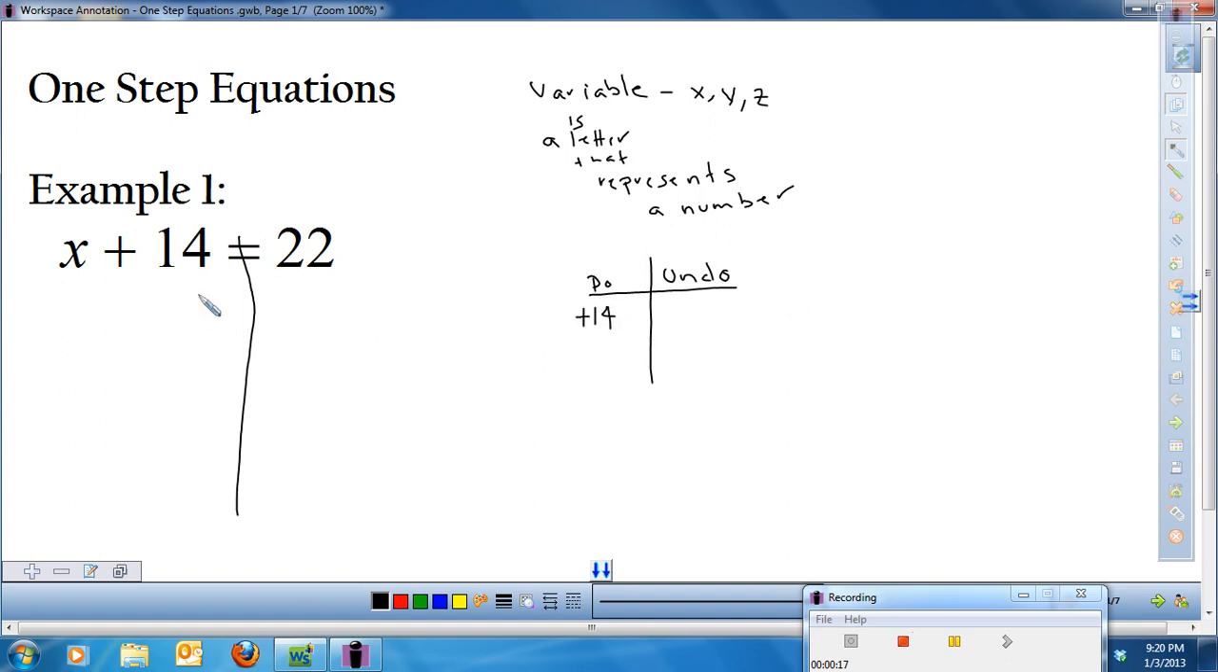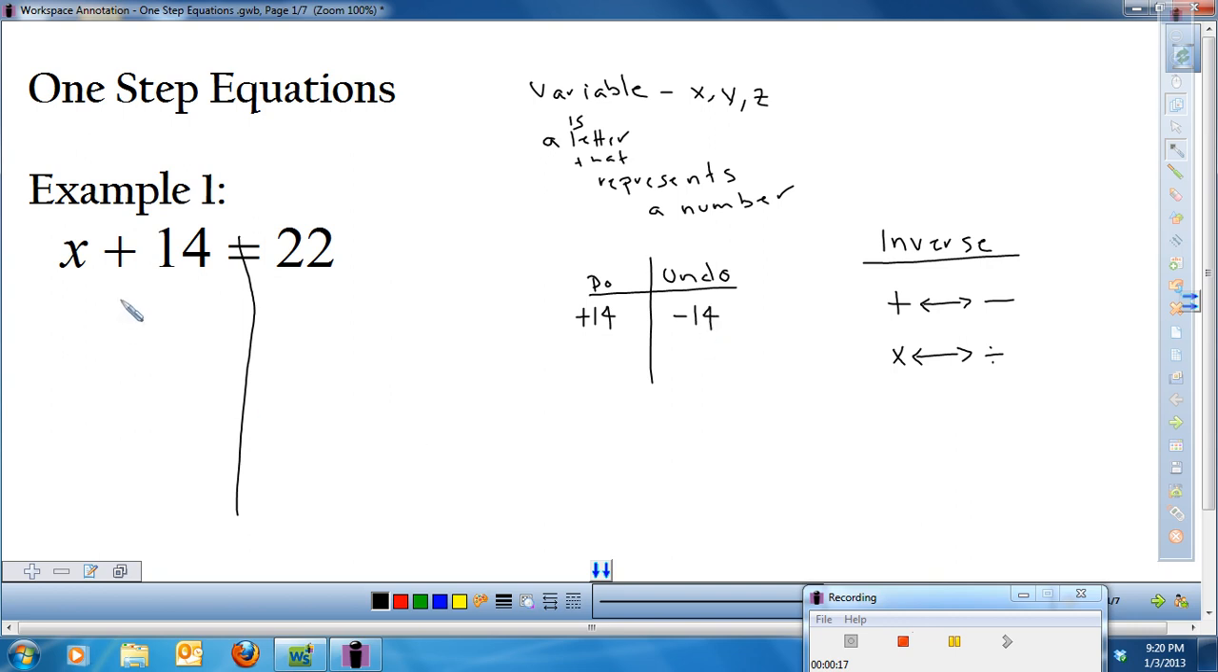Now, to undo something, to do it to the other side, we need to use something called inverse operations. The inverse operations. To undo addition and subtraction, we're going to use addition or subtraction. To undo addition, we use subtraction. To undo subtraction, we use addition. Same goes with multiplication and division. To undo multiplication, we use division. To undo division, we use multiplication. So how do we undo plus 14? We're going to minus 14.